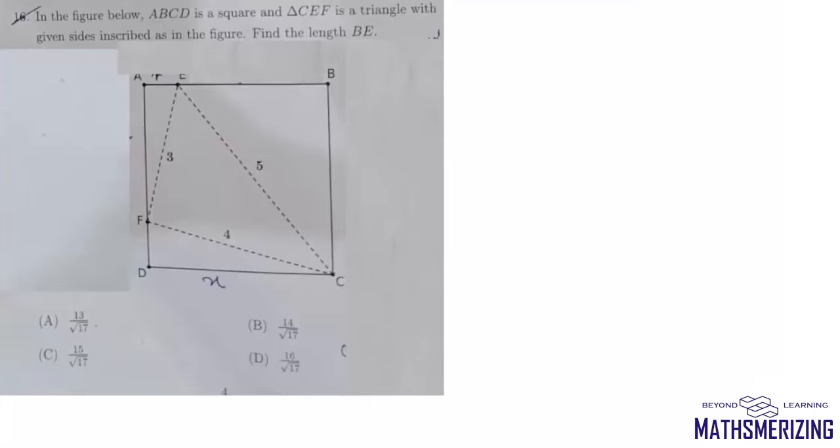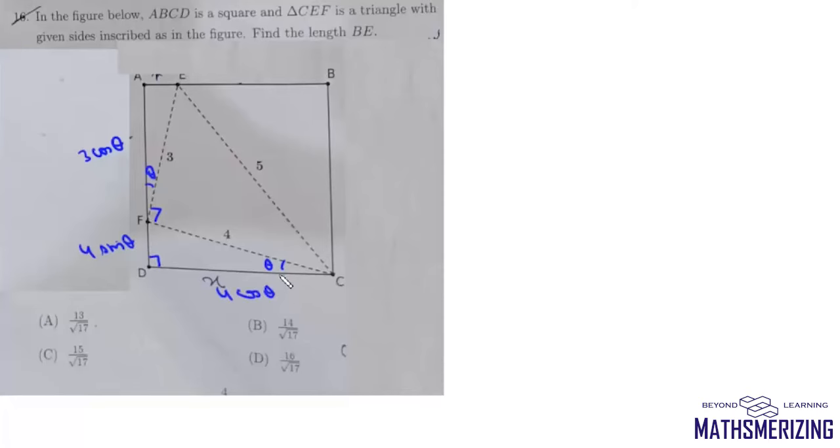Now the question is: in the figure below, ABCD is a square and triangle CEF with given sides is inscribed in the figure. Find the length BE. Suppose this angle is theta. It's a right angle triangle, so this is 90, so this will be 90 minus theta, and we get this angle as theta. Now this is 3 cos theta, and here this is 4. It is 90, so this will be 4 sin theta, and this side is 4 cos theta.